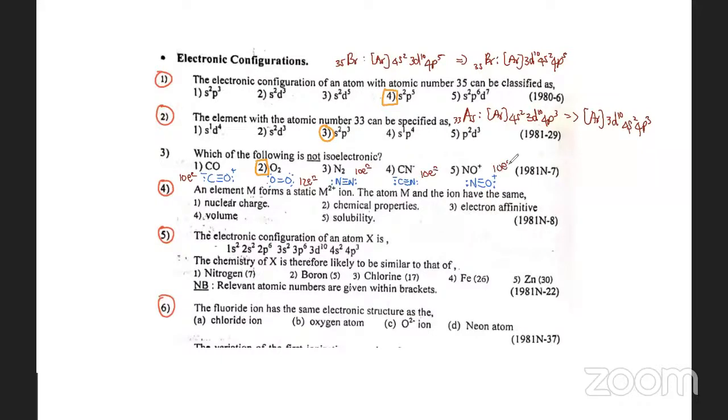But for you to get an idea about isoelectronic, this is it. Isoelectronic means both the species should have an equal total number of electrons. You just have to count the total electrons and see whether they both have the same number. That is what you call isoelectronic.